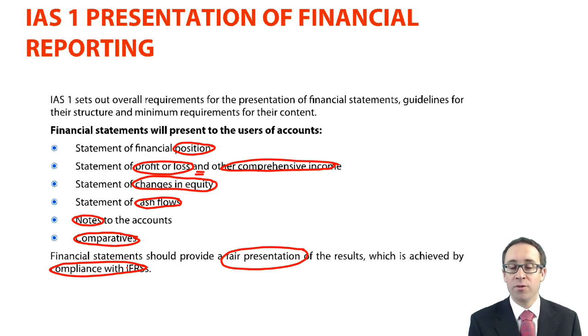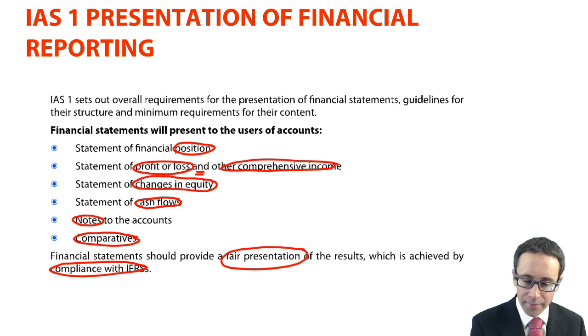Okay. If we don't comply with IFRSs, then it can be judged that maybe we are not presenting the results fairly. But we would have to apply the rules of the framework if we're not complying with the IFRSs, and we would need to categorically state why we are doing that within our financial statements. But that's a very, very rare occurrence. For now, at F1, as long as you are applying the rules and the standards, you will be giving a fair presentation of the results.